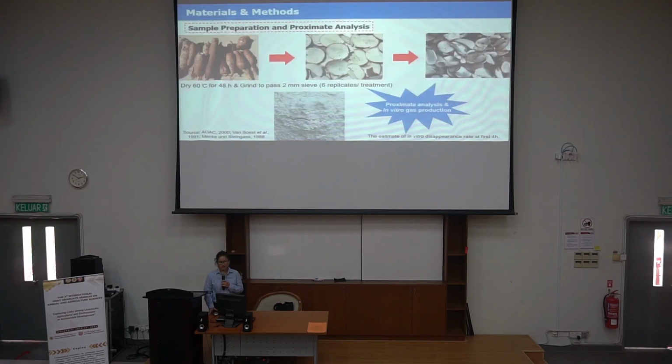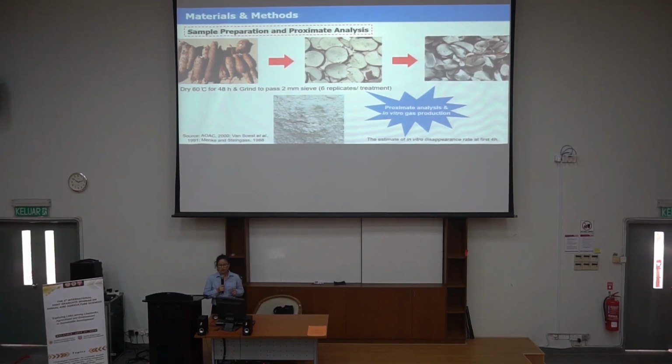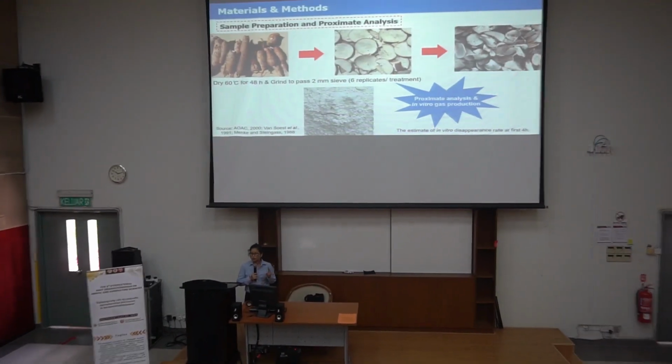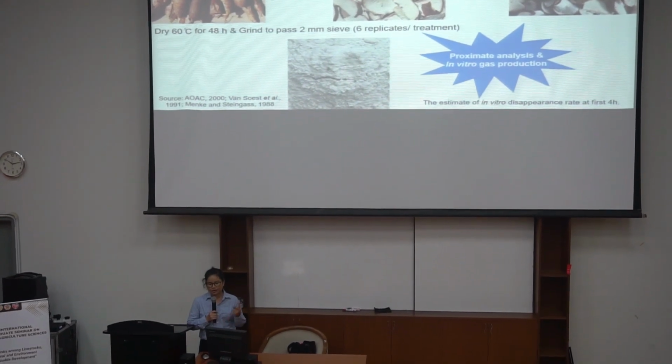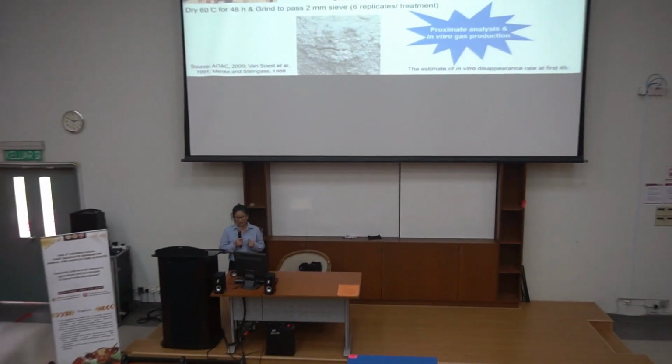Okay, now continue with me to the material and method. For the sample preparation and proximate analysis, first we have to dry the samples at 60 degrees C for 48 hours, then grind to pass a 2 millimeter sieve, and for each feedstuff I will do 6 replicates per treatment. After that, I will do the proximate analysis for all my feedstuffs, then continue to do the in vitro fermentation. For the estimate of the in vitro, we will do the first rate at the first 4 hours.